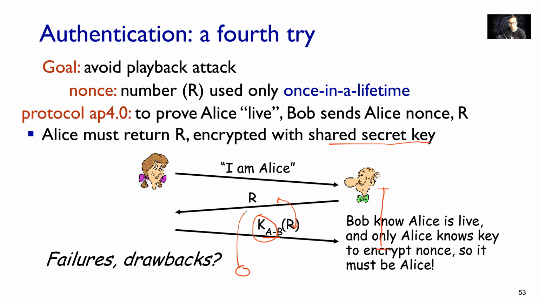So Trudy may certainly capture this. And capturing this doesn't really help Trudy much, but what she can do is look at what Alice sent and try to replay this at a later time. So she can again first say, I'm Alice. Bob will now send back some nonce to her. But remember, this nonce will not be the same as this nonce.